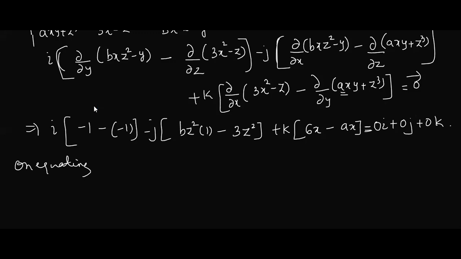On equating the corresponding coefficients of i, j, k. See here for the first bracket it is minus 1 plus 1. I'll not take it because I will not get any constant from this. I'm interested in getting what we are finding actually, a and b. So I'll not take this into consideration. Now this is my coefficient of j. What is that? bz square minus 3z square.